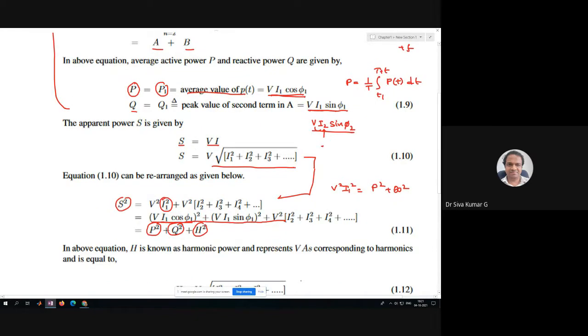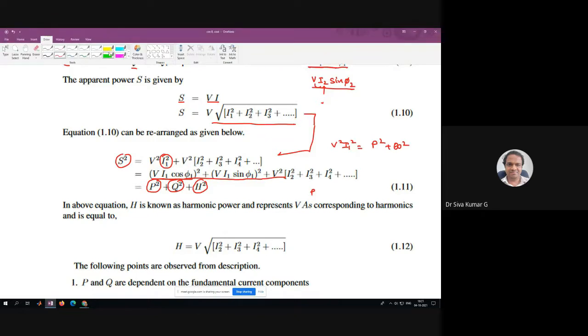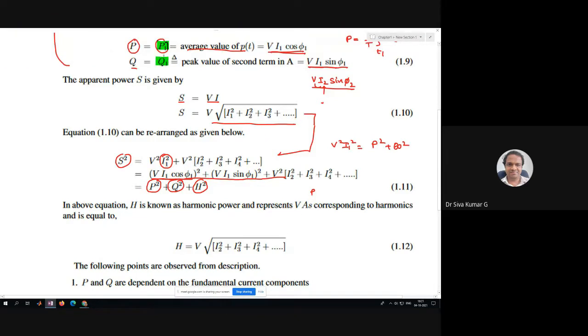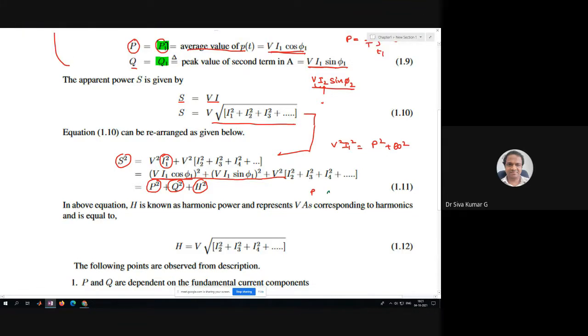See, with this equation, if you take the fundamental power, the power P1 and Q1, the equation of S, the apparent power, is P1 square plus Q1 square, is not equal. They are not equal because we have these particular currents I2 square and I3 square and so on. So the square root of P1 square plus Q1 square is not equivalent to the apparent power.